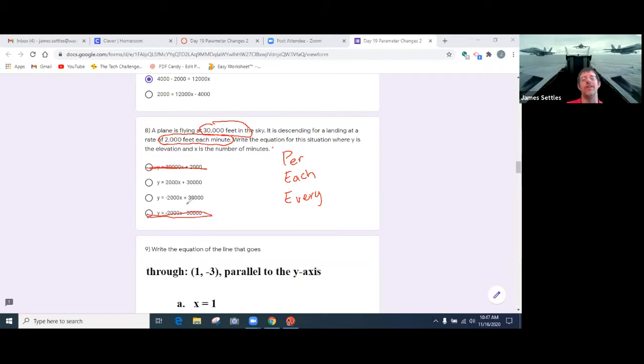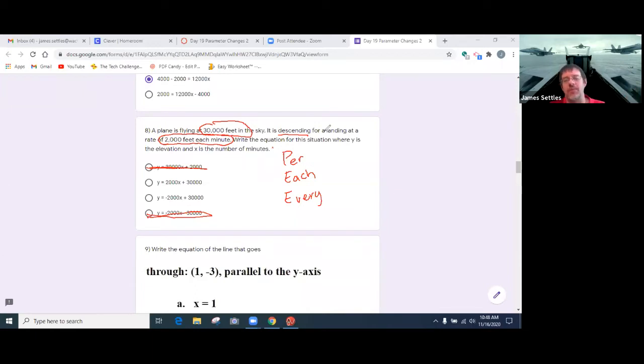So now you've narrowed it down to these two. And it really depends on if you know a key word as to whether or not this is going to be positive or negative. It says it is descending. Now, if you know what descending means, you know the answer. If you do not, very good. If you do not know what descending means, then at this point, you've got two options.